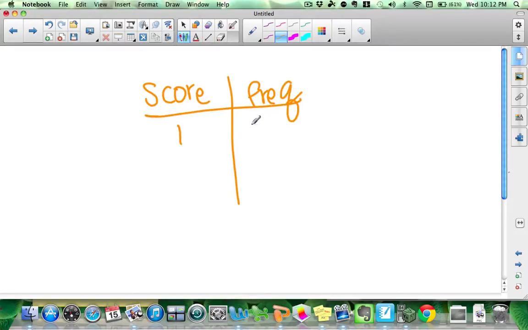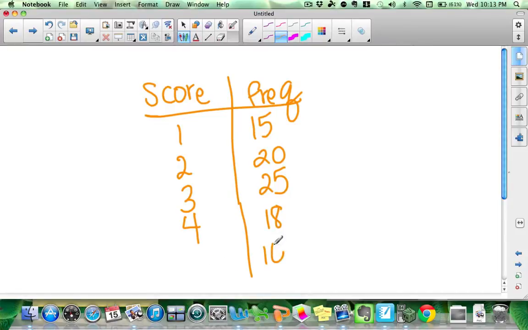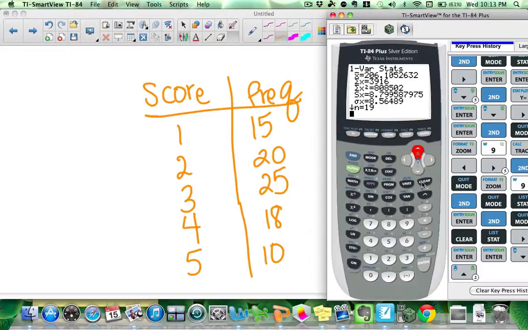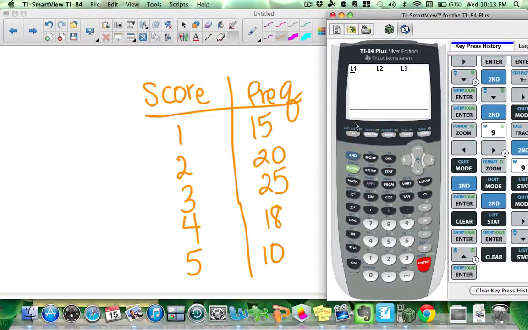Let's say I had 15 students get a 1, 20 students get a 2, 25 students get a 3. I really am making this up. 18 students get a 4, and 10 students get a 5. If I were to list this data set out, it would be 1, 1, 1, 1, 1, 15 times, and then 2, 2, 2, 2, 20 times. I don't want to enter 1 15 times and enter 2 20 times, okay?